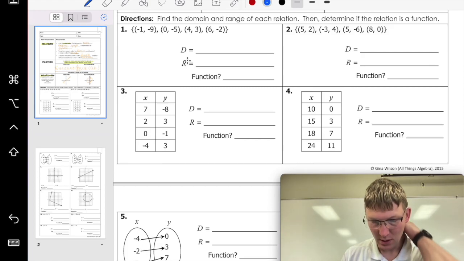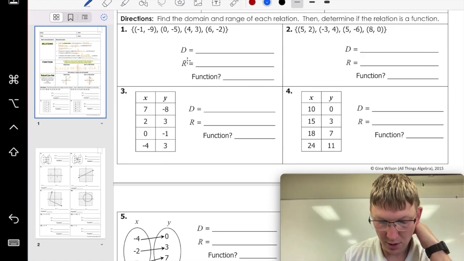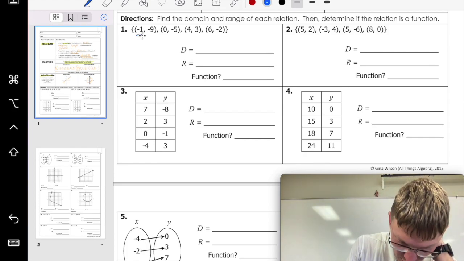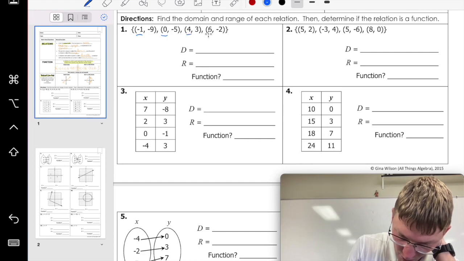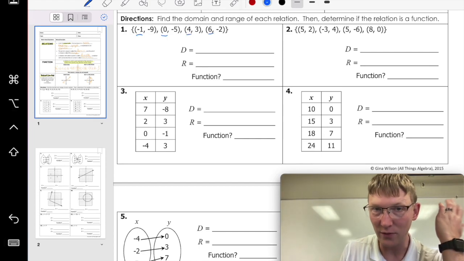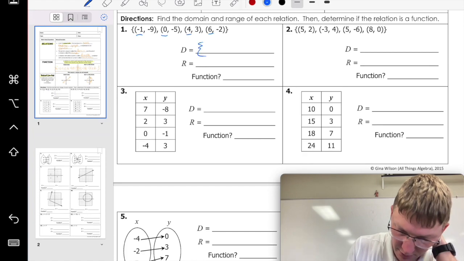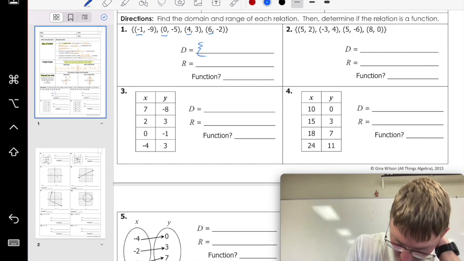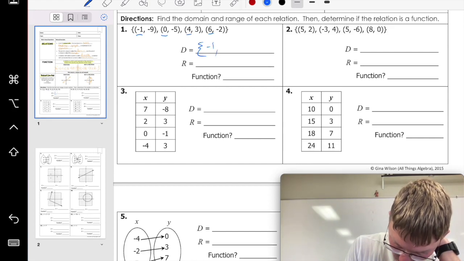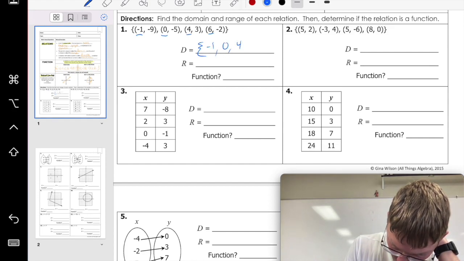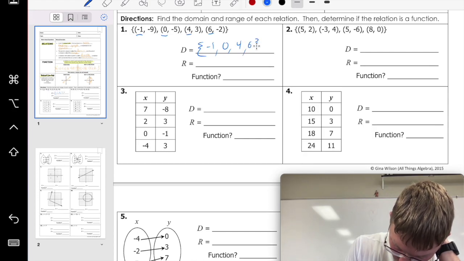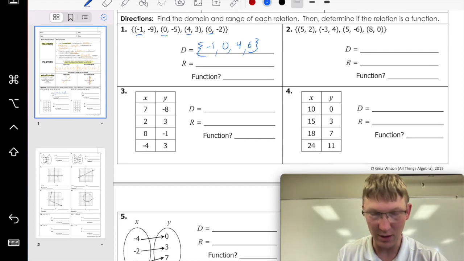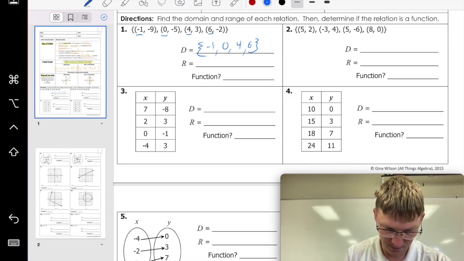So let's see here. Number one, our domain. Remember, domain is all of our x values. So if we go through, we're just going to list off all of our x values. We're going to use our little curly brackets and then just list those numbers. So -1, 0, 4, 6. And again, those curly brackets just mean that this is a set of numbers. That's all that means. So that's our domain.